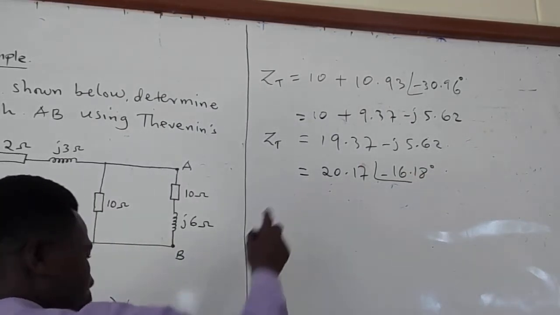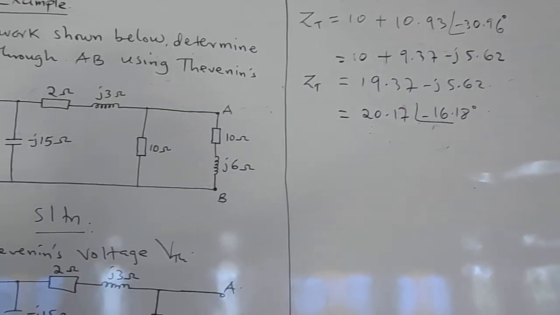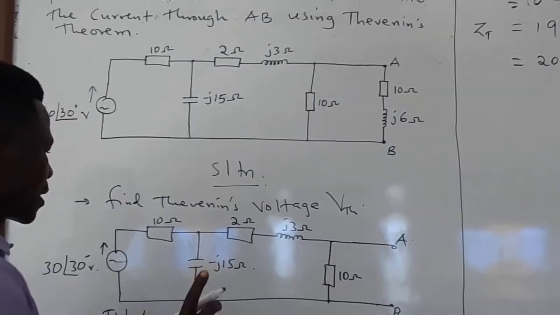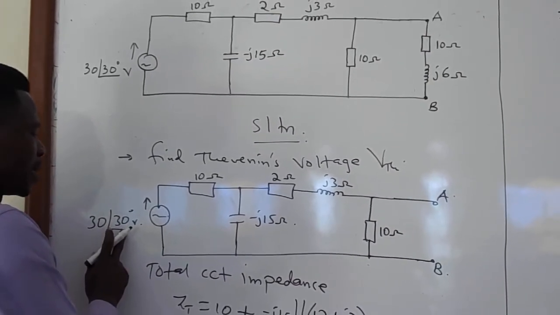So from there, we can now get the current that is supplied. We can get the current that is supplied by the 30 at an angle of 30 degrees volts.